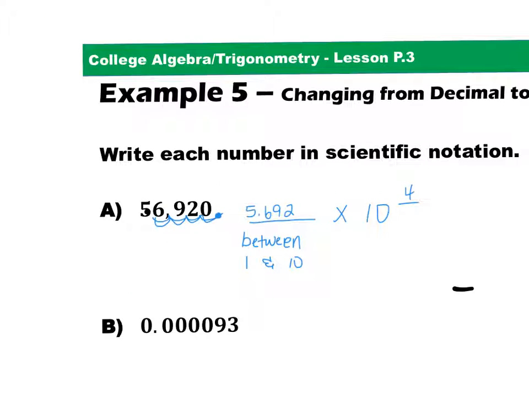If you make a big number smaller, your exponent is positive. If you make your little number, quote unquote, bigger looking, your exponent's what? Negative. If you move the decimal place to the left, your exponent's positive. If you move it to the right, your exponent's negative. However you want to look at it.